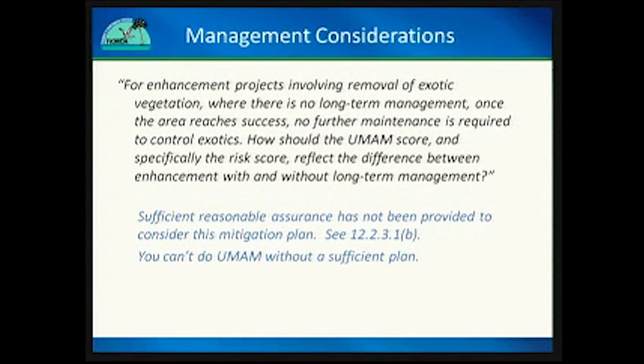Okay. For enhancement projects involving removal of exotic vegetation when there is no long-term management plan, once the area reaches success, no further maintenance is required to control exotics. How should the UMAM score, and specifically the risk score, reflect the difference between the enhancement with and without the long-term management plan?